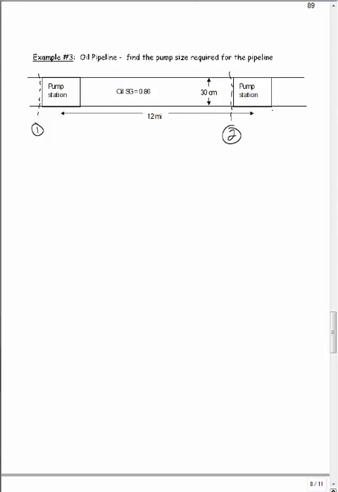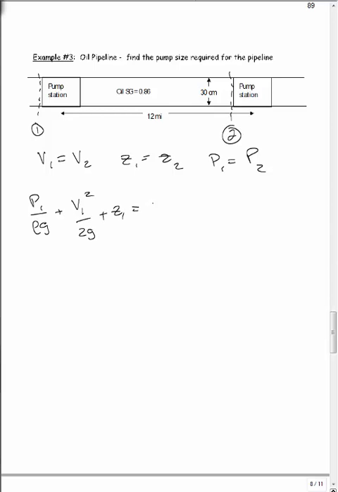Okay, so with that, you can go ahead and again just do the same thing. What we know is V1 equals V2, Z1 equals Z2. This time, P1 equals P2. So we're going to cancel a few different things out of the equation. In fact, P1 over rho G plus V1 squared over 2G plus Z1 equals P2 over rho G plus V2 squared over 2G plus Z2 plus HF plus HS. You want to kind of do what I'm doing here: write your whole equation, cancel terms, and really tell why you're canceling them.